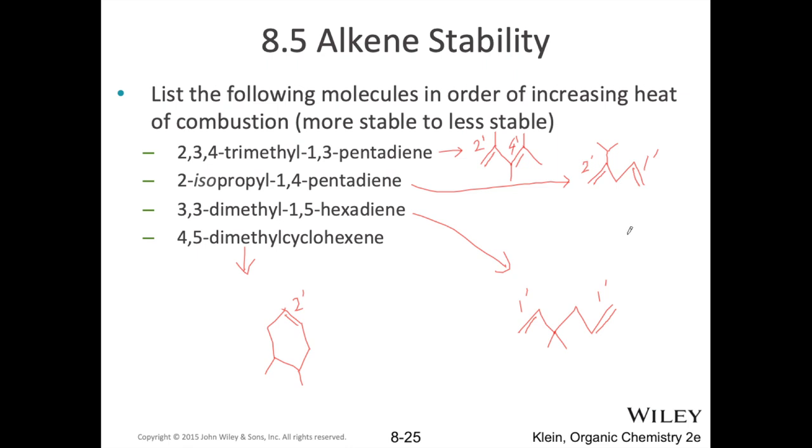All right. So you can see that this one clearly has a lot of substitution. So this is probably our most stable here. So if we're ranking these, rank this number 1. Now if we look at our other double bonds, this one's got a di-substitution and a mono-substitution, and this one's only got a di-substitution. So these two are probably going to be in the middle, whereas this one with only mono-substitutions is probably going to be the least stable.